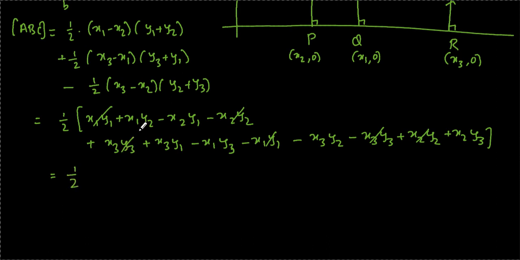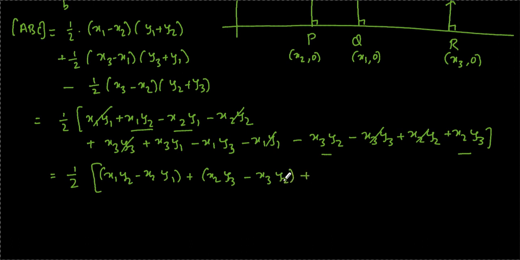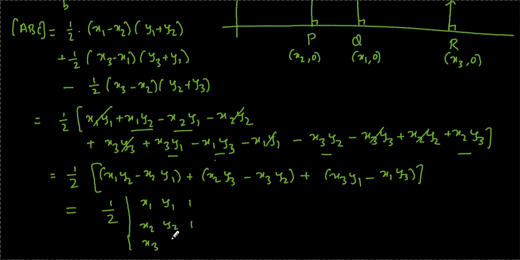So the remaining parts can be written as x1 y2 minus x2 y1 plus x2 y3 minus x3 y2 plus x3 y1 minus x1 y3. This is the expansion of the determinant x1 y1 1, x2 y2 1, x3 y3 1. So this is the area of the triangle ABC.